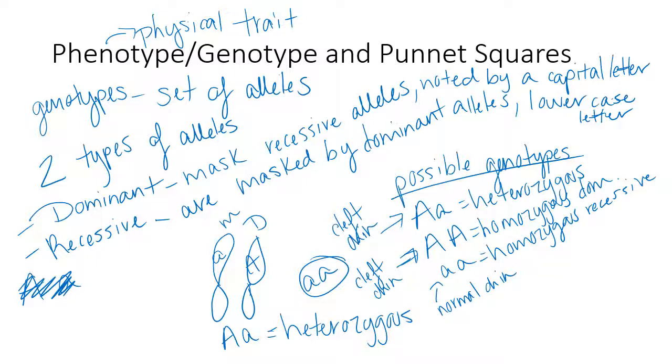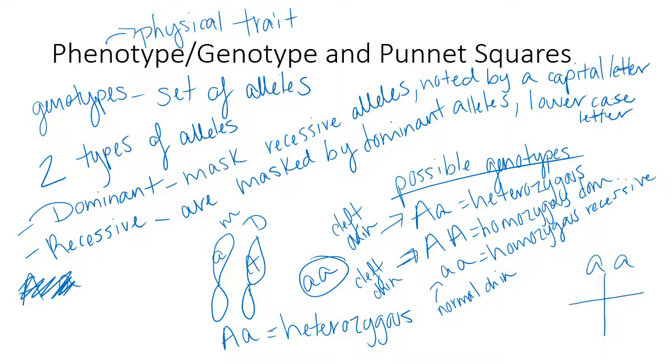So let's do a Punnett square. Over here in the corner, let's put my genotype up. We know that the only possibility is for me to be homozygous recessive, because that's the only way you end up with a normal chin. So no dominant alleles, because remember, cleft chin is a dominant trait. So here I'm recessive.